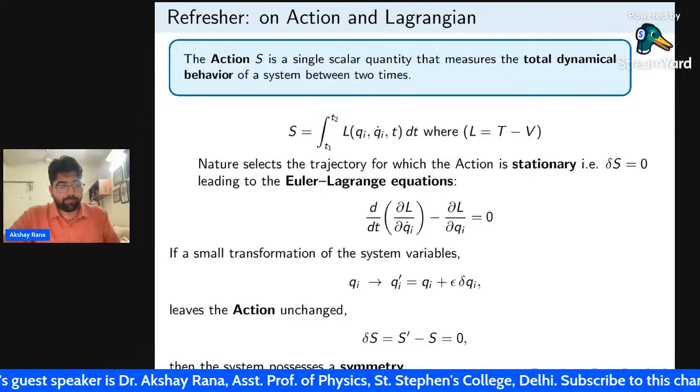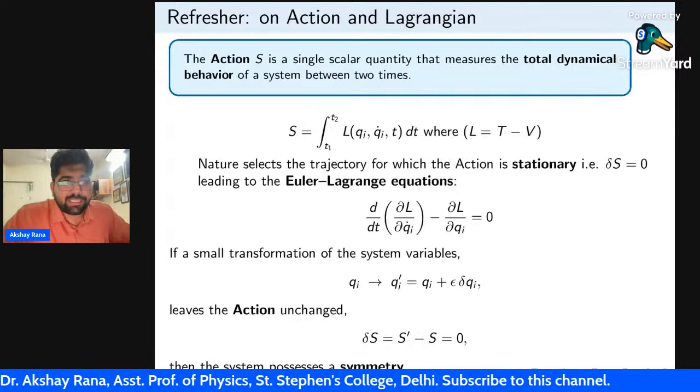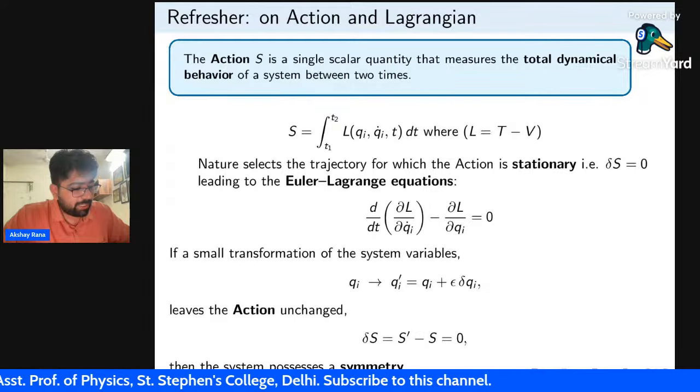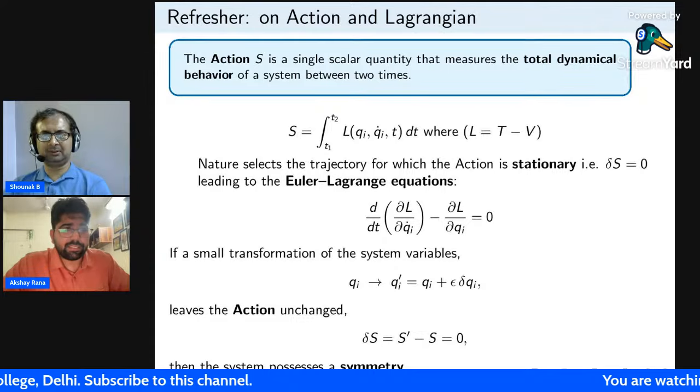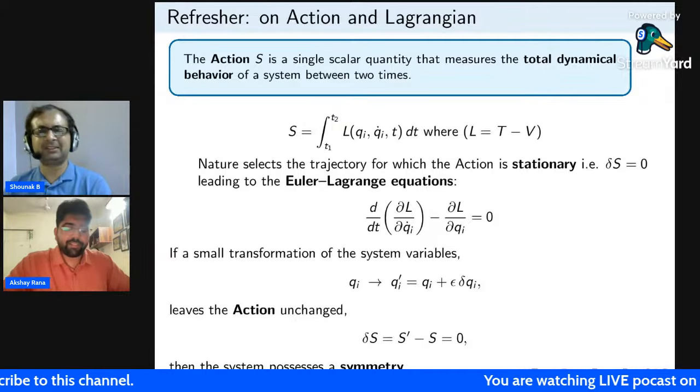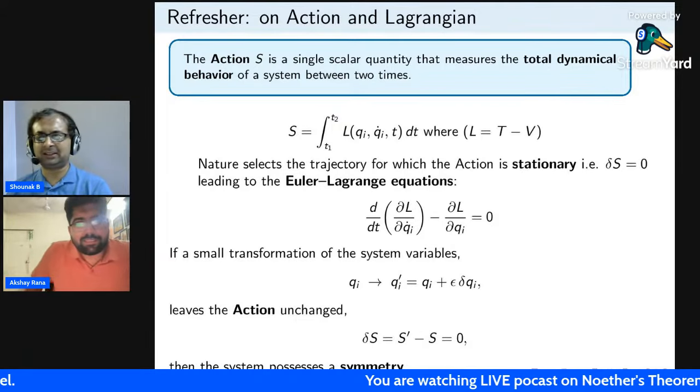So sir, should I take action to be considered, or should I talk a little bit about action? Dr. Shona? Yeah, you can just give a brief overview, because the Euler-Lagrange equation, I think any graduate will know.